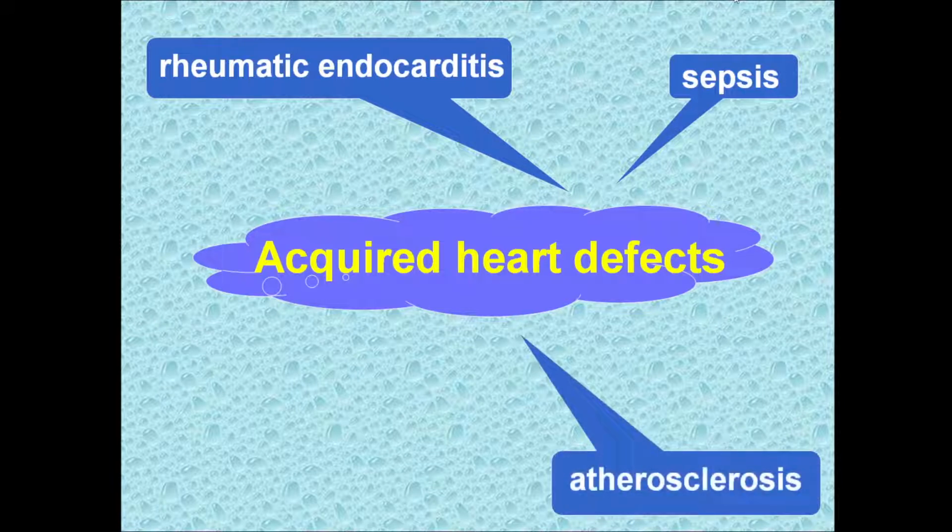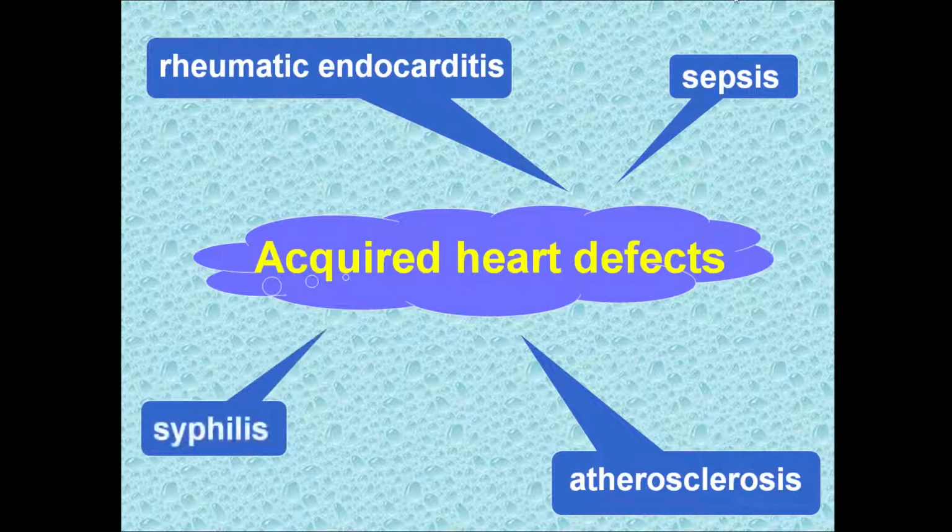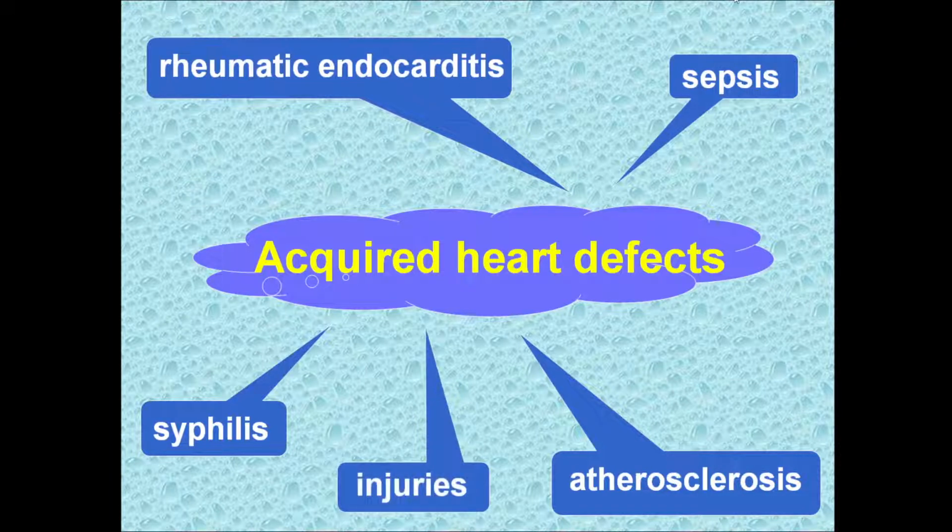Atherosclerosis often provokes aortic heart defects, and first of all aortic stenosis, due to formation of atherosclerotic plaques near the aortic orifice. And we must remember about syphilis, which is complicated with formation of aortic heart defects also. In rare cases, acquired heart defects are formed after injuries, in other words, after trauma of the heart.